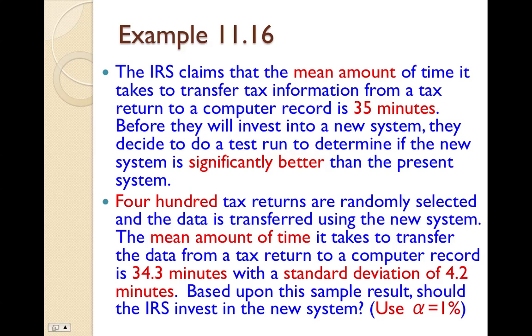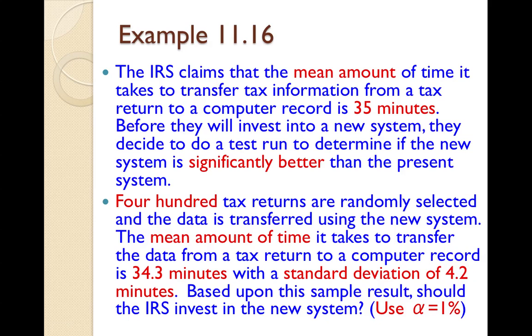400 tax returns are randomly selected, and the data is transferred using the new system. So you have your sample size, 400, and you're told that the mean amount of time it takes to transfer the data from a tax return to a computer record is 34.3 minutes with a standard deviation of 4.2 minutes. So as you're reading this, you should recognize that this is the mean for the sample of 400, and this is the standard deviation for that sample of 400. So we have X bar and we have S.